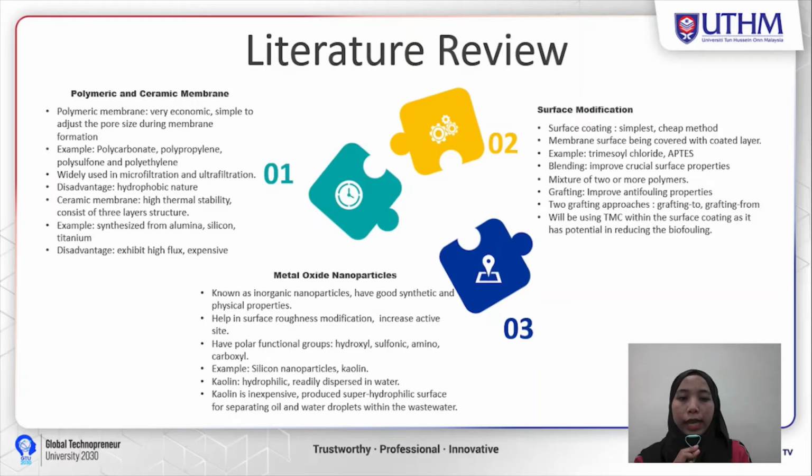Firstly, surface coating is a common membrane modification method which improves the anti-fouling properties. This method is the simplest and cheapest compared to the others. The method is done by covering the membrane surface with the coated layer. When the membrane is coated, it will have good stability for a long time without being wet. Examples of the linker for the coated layer are trimesoyl chloride and uptase. The use of trimesoyl chloride within the surface coating will help in reducing the biofouling.